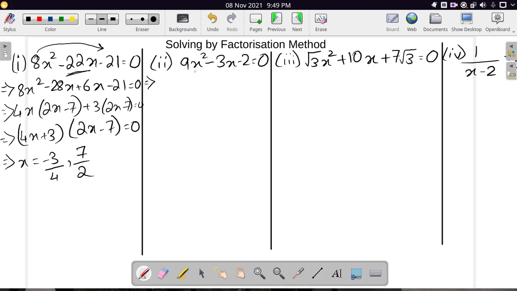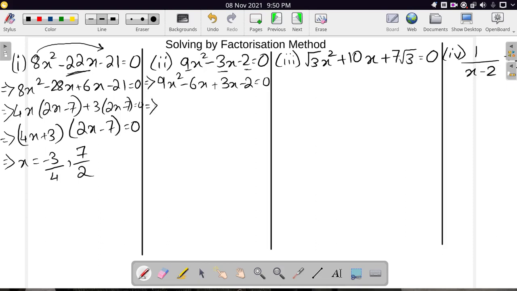Here we will multiply 9 with 2. It gives us 18. So we need to break up this 3 in such a way that the difference of two numbers gives us 3, and the multiplication of those two numbers gives us 18. What is it? It will be 6 and 3. So we will write it as 9x square minus 6x plus 3x minus 2 equal to 0.